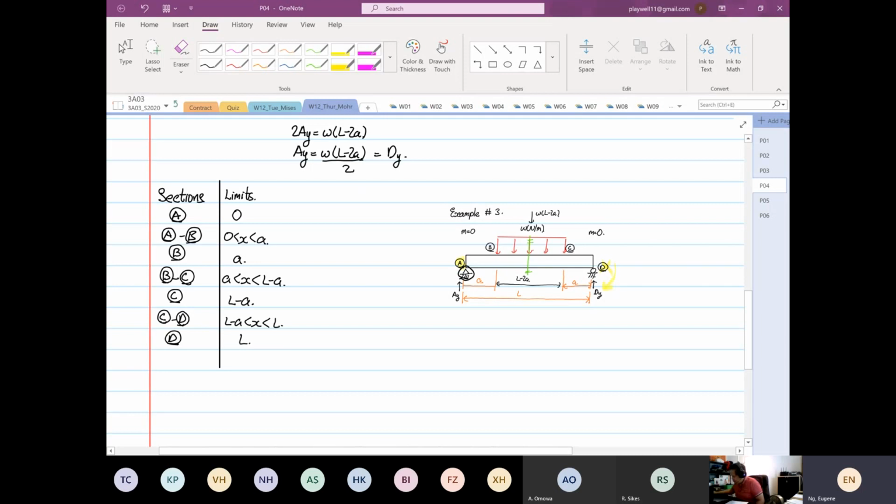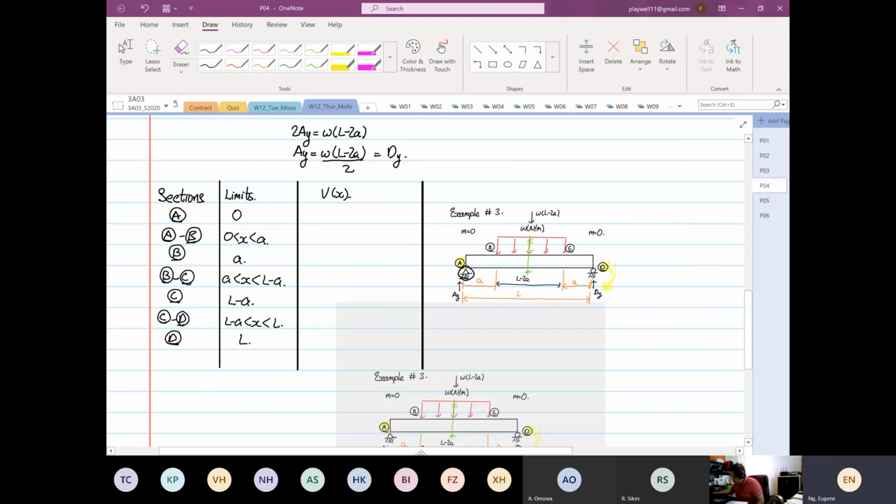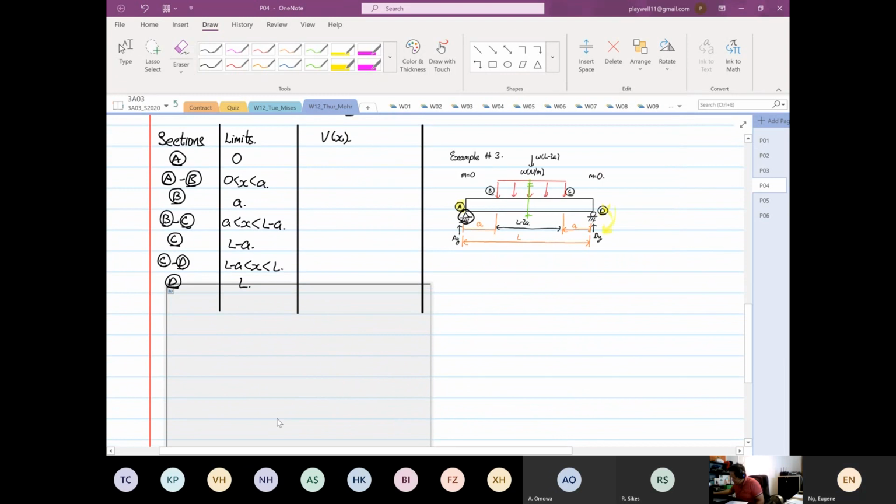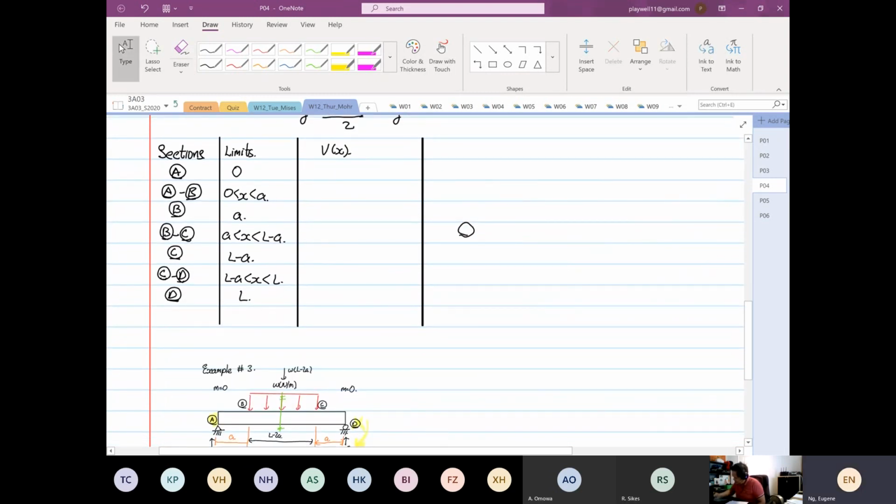Okay, so we're going to form a table. On this table, we are going to have both our shear force as a function of X, and we are going to have our bending moment. So it's a table. Let me move this away. Okay, so we're going to have M as a function of X.